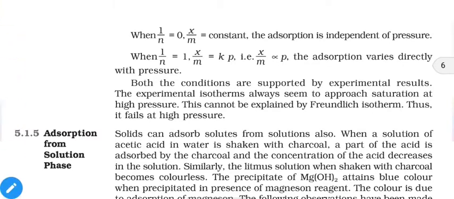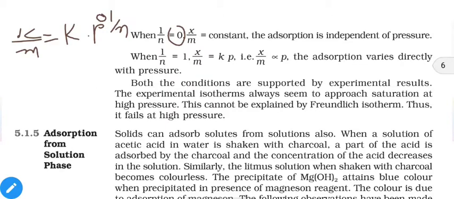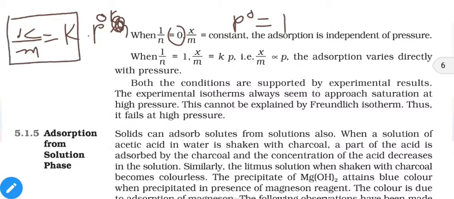So our equation is x/m is equal to k times p raised to 1/n. So as mentioned, if 1/n is equal to 0, that means p will become p raised to 0, which will become 1, and x/m will become equal to k, and k is a constant. So it represents that the x/m value is independent of the pressure. It only depends on the constant value k.